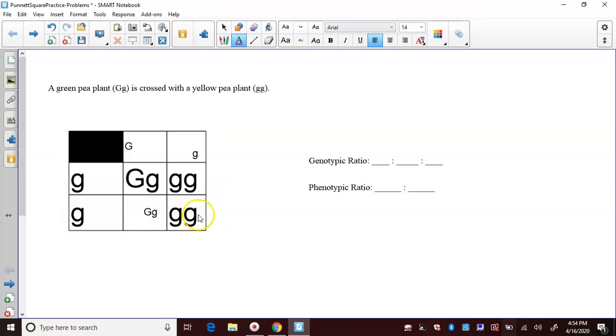Not sure why it's not all showing you the same font, but you guys can see. So this is what the children would have. This is the potential offspring.